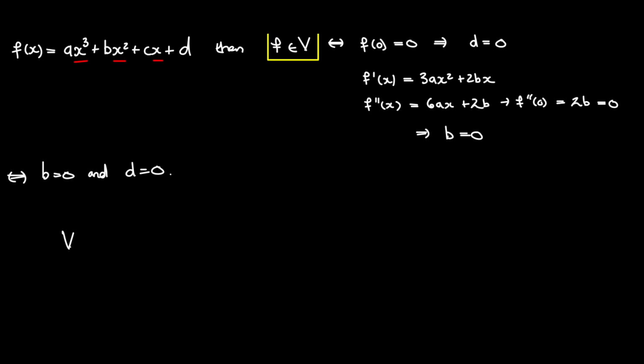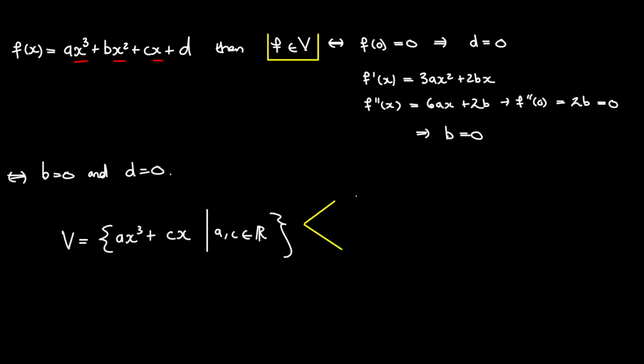So V is actually just equal to the set of all functions of the form ax cubed plus cx, as simple as that, where a and c are in the real numbers. So this is the vector space. It's the same vector space. Okay, so in other words, I can choose a to be anything, and I can choose c to be anything. So out of this vector space, we can already see there are two examples.